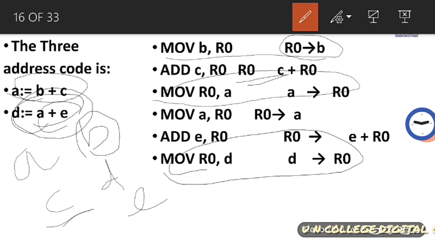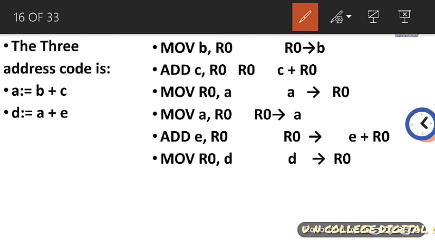this one is inefficient. Why? We will discuss now. Here you can see that in order to perform the first statement A equal to B plus C, these three statements are used: move B R0, add C R0, then move R0 comma A. Okay, only these three statements can efficiently handle the statement A equal to B plus C.